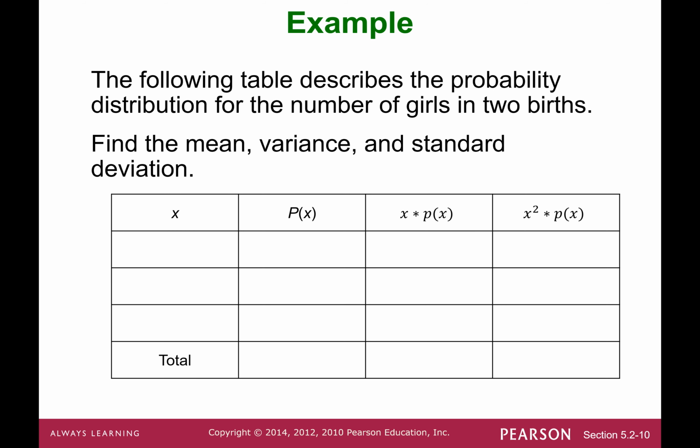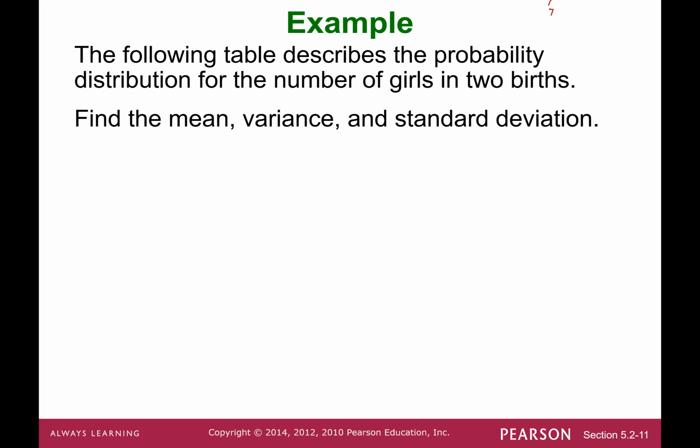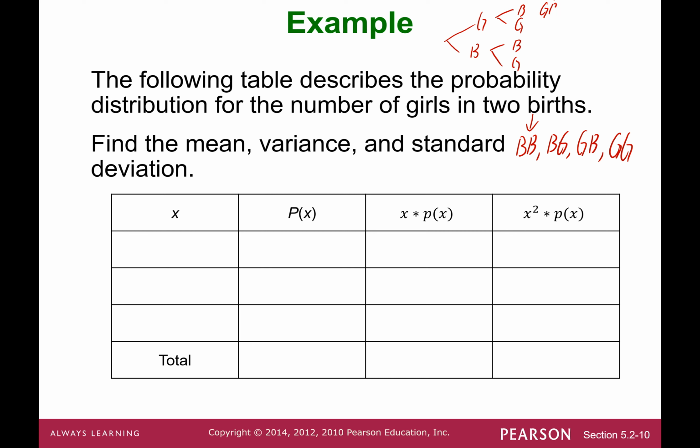And now let's take a look at the example. The following table describes the probability distribution for the number of girls in two births. Meaning all the possible outcomes for two births could be boy-boy, boy-girl, girl-boy, girl-girl. You can easily construct a tree diagram to find all these possible outcomes, right? Following the tree diagram, you get boy-boy, boy-girl, girl-boy, girl-girl. Okay, that exactly matches these outcomes.